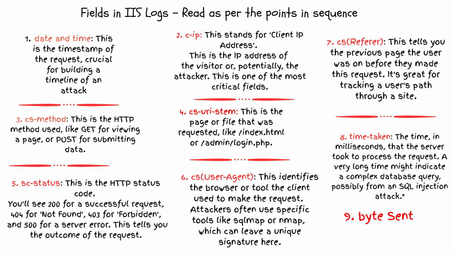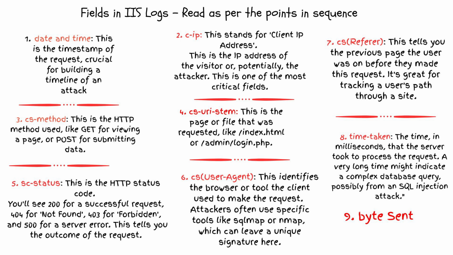Next is c-ip. This stands for client IP address. This is the IP address of the visitor, or potentially the attacker. This is one of the most critical fields that you will have to check whenever you are doing any investigation. Next is cs-method. This is the HTTP method being used, like GET or POST. GET is for viewing a page, and POST is for submitting data. Next is cs-uri-stem. This is the page or file being requested, like index.html or admin-login.php.